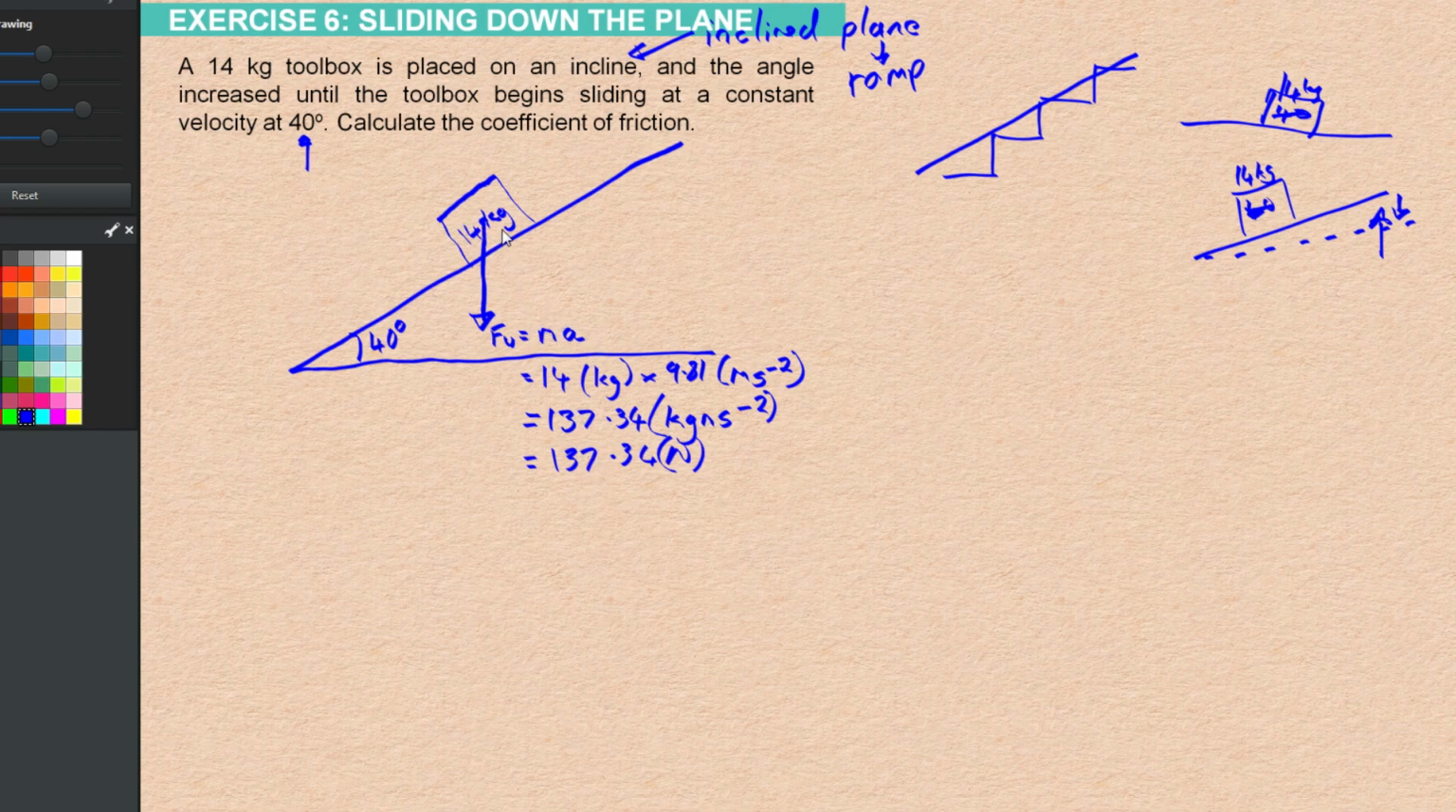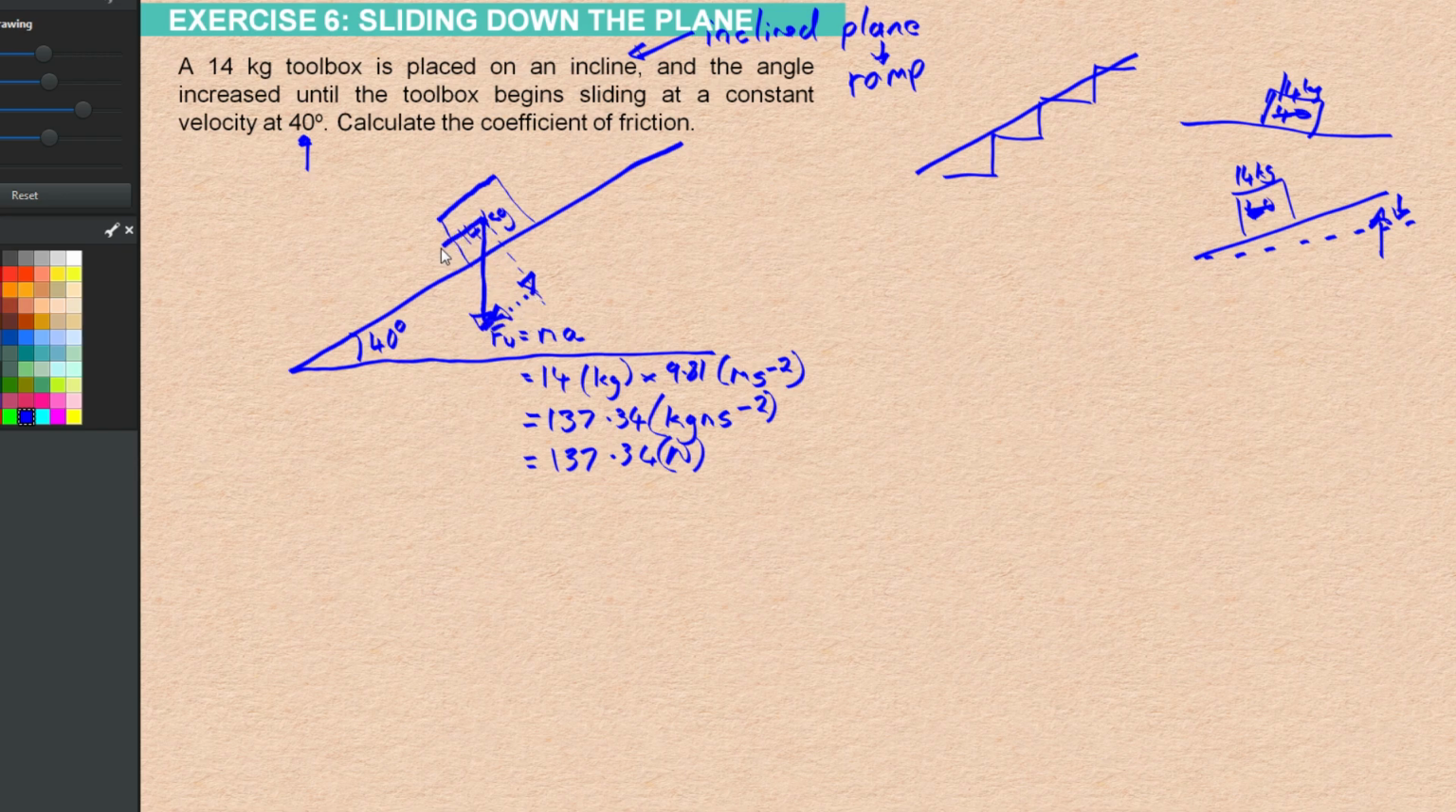Now, this force here, our force due to weight, can be broken down into a force that is perpendicular to this ramp and a force which will accelerate it down the ramp. So one of the forces here is pushing onto the ramp, and also one of the components of this force is pushing down, and the other component is sort of accelerating it down the ramp.